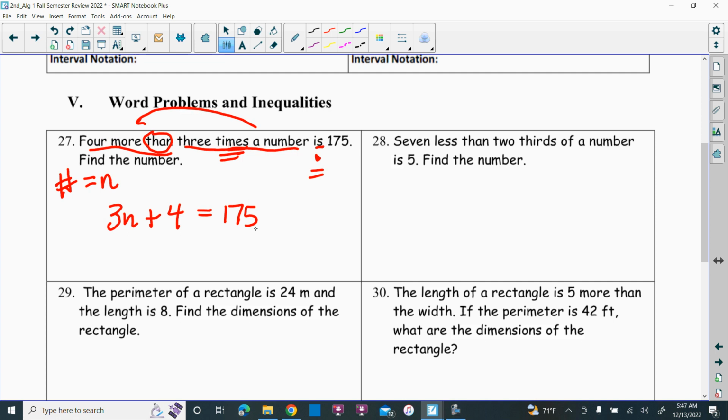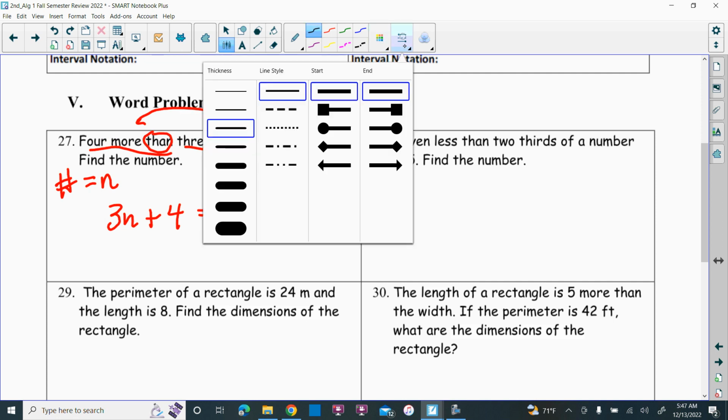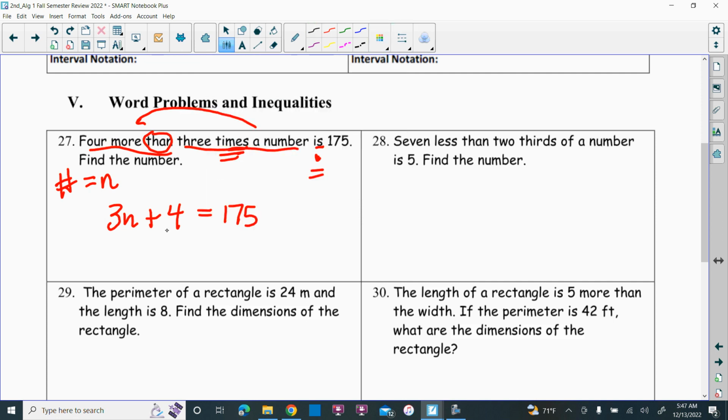And then we're just solving for the variable x. We have to isolate that, meaning doing the opposite of plus 4, so minus 4. That ends up giving us 3x is equal to 171. And so here, divide by 3, x is going to equal 57.